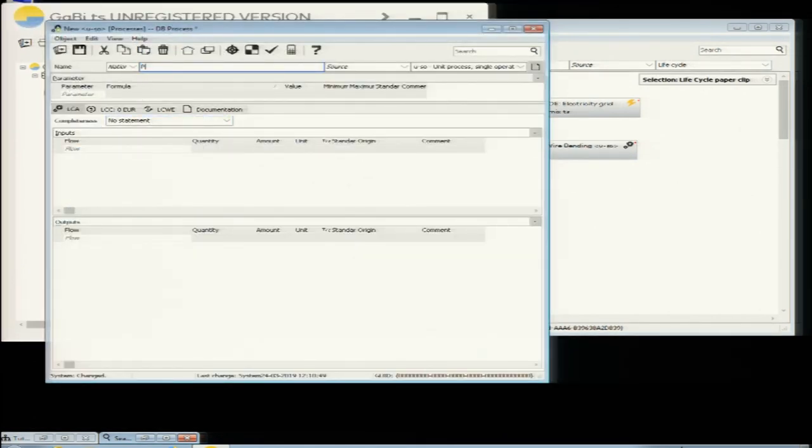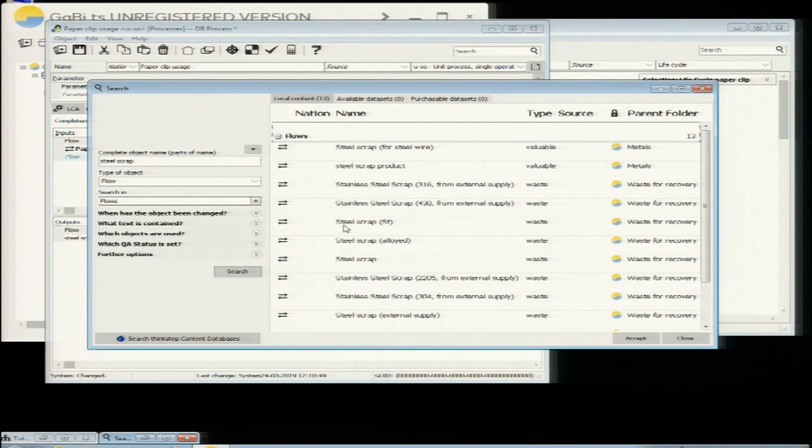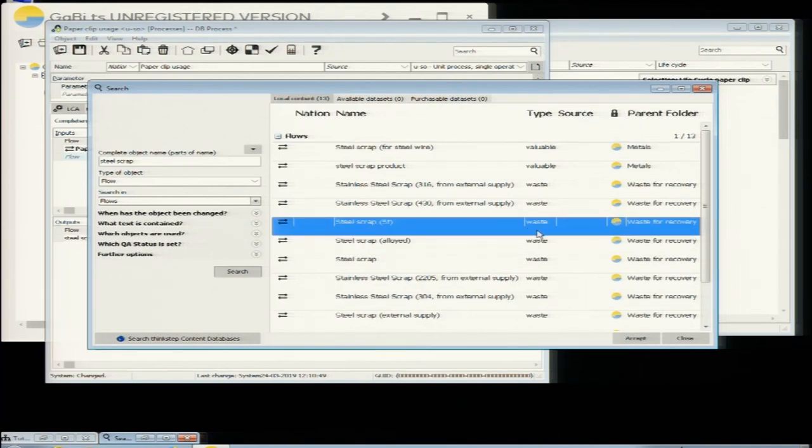I'll make it paper clip usage. Paper clip usage, this is the name. The input to this has to be the paper clip. Paper clip, okay. The amount is again 0.00035 kgs, and the output would be the steel scrap. It is trying to search steel scrap here. So there might be certain kinds of steel scrap, so we can pick the one that is fitting best in our model. So steel scrap product, steel scrap for steel wire. So I will pick steel scrap ST, that is a waste type of flow. As I said, a waste type of flow is the one that can be worked on, that can be recycled and then used again. So we will accept this.